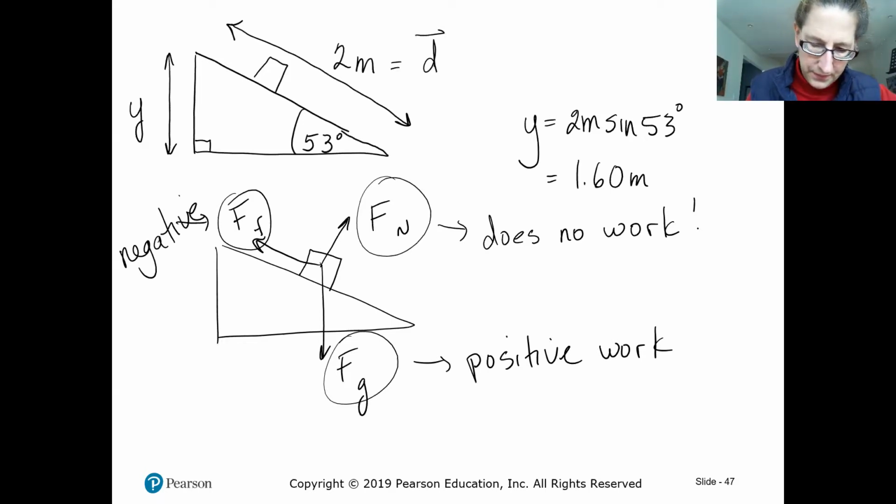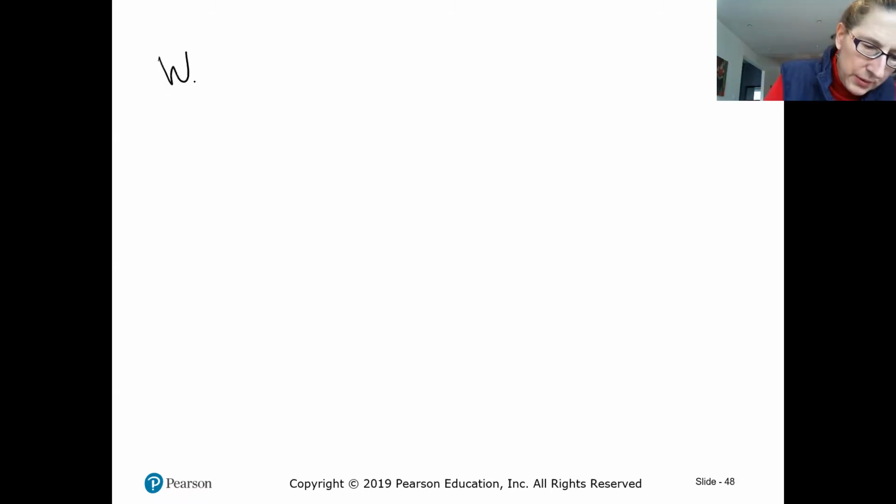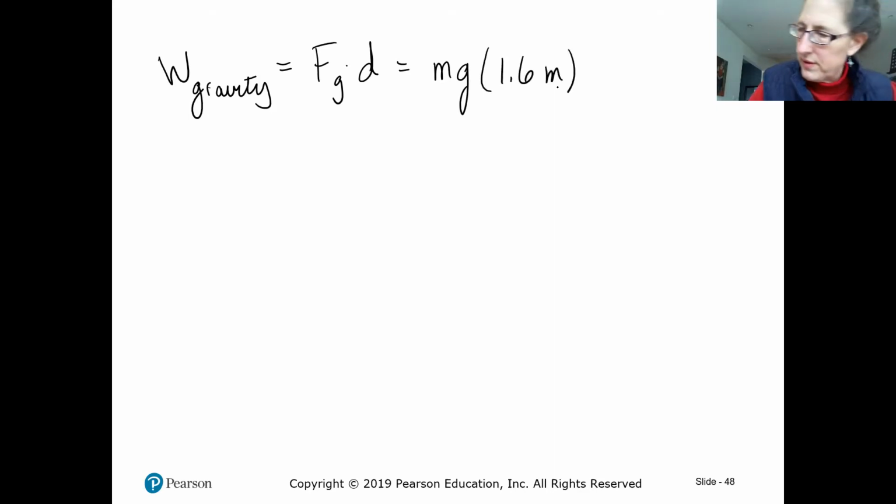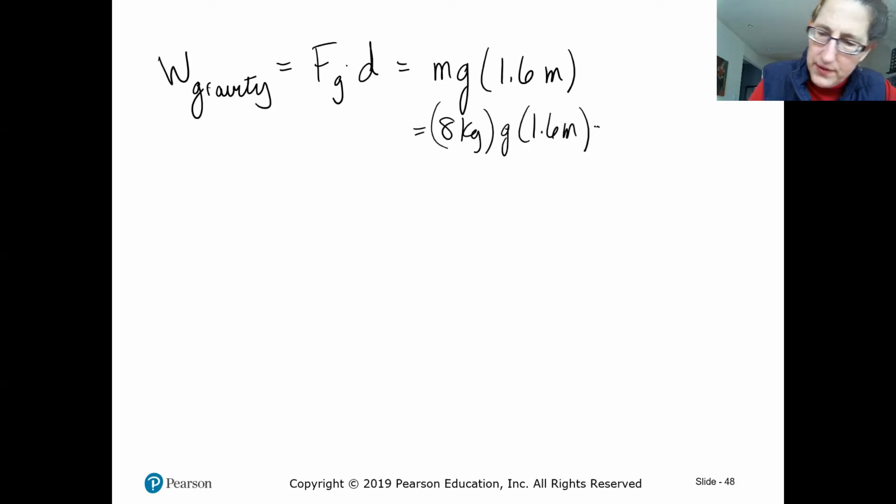Okay, so for gravity, the work by gravity is positive. It's the force of gravity times the distance vertically down. And so this is mg times the 1.6 meters. So the mass is 8 kilograms times g times 1.6 meters, and gravity will be doing positive 125 joules of work.